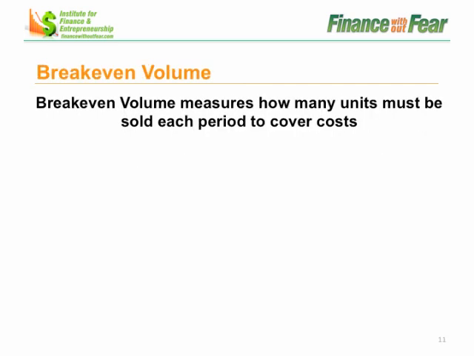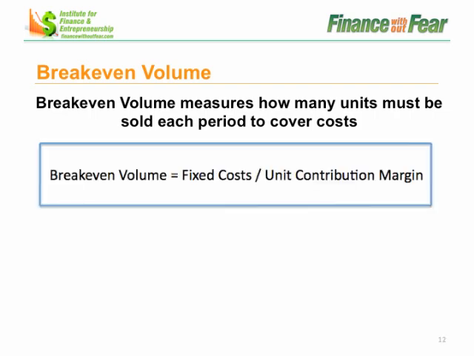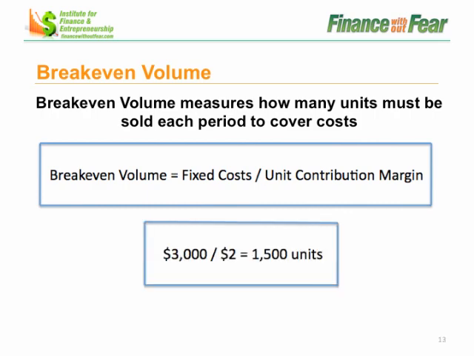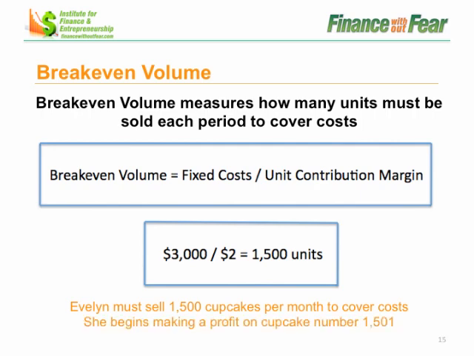Now, break-even volume is the second part of the calculation. We need a unit contribution margin to do our break-even calculation. And break-even volume measures how many units must be sold each period to cover costs. So our break-even volume is defined as our fixed cost divided by our unit contribution margin. In our example, $3,000 a month to run the shop, that was our fixed cost, $2 unit contribution margin, $2 profit from each cupcake. We need to sell 1,500 cupcakes per month to cover costs. Evelyn starts making a profit on the 1,501st cupcake.